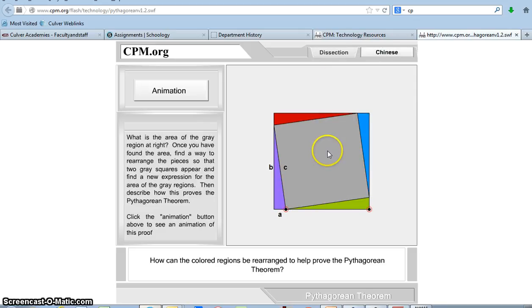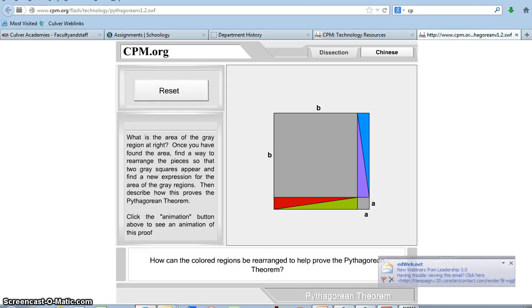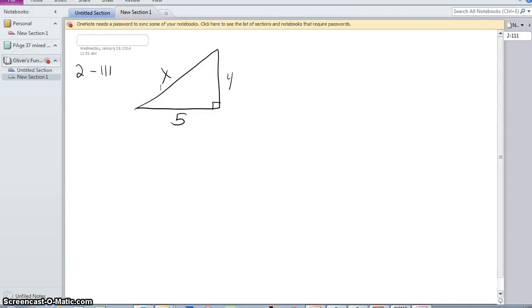What is the area of this gray region? Let's check out that animation. Here's the arrangement you made before. So let's take a look at the examples in 2-111. The first example is a triangle with legs marked 4 and 5. So go ahead and draw that triangle. Mark the right angle. X is the hypotenuse.